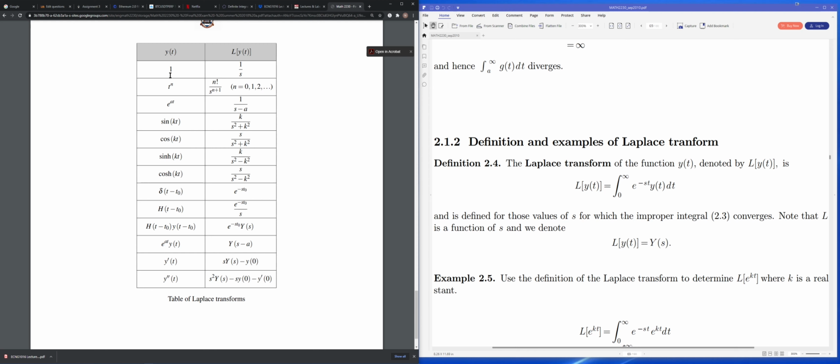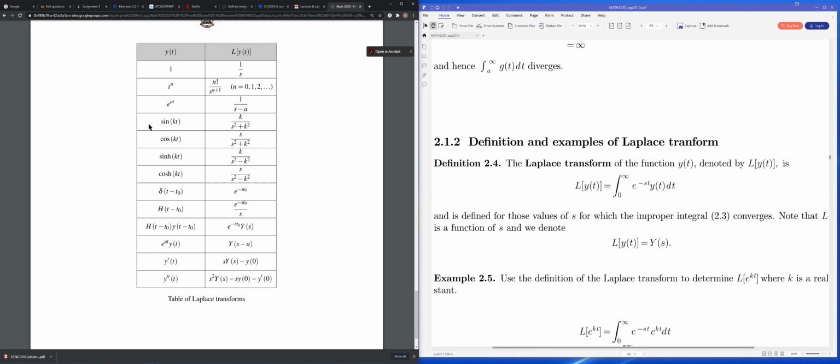I want you to notice in these tables that it's not just the function, it's the function with a parameter in it. This is to give you a little more flexibility in your table. Let's just look at the sine. You'd want a formula for sine 2t, sine 3t, sine 5t, and so on, and this sine kt would encompass all of those cases.